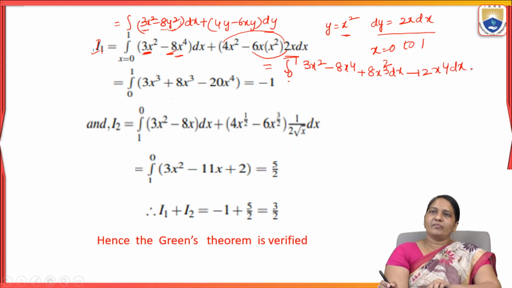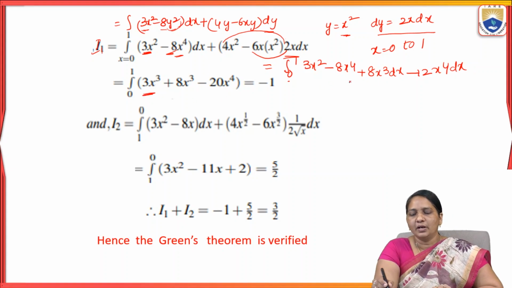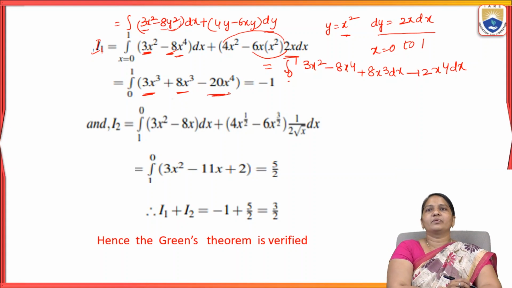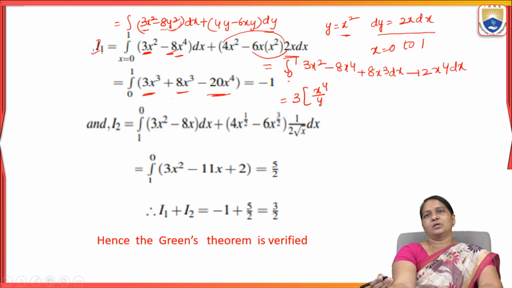According to that, we are simplifying here. So 3x square and 8x cube minus 20x power 4. So when you are simplifying this, integral 0 to 1, 3 is the constant, integral x cube value. So 3 is the constant, integral x cube is x power 4 by 4.